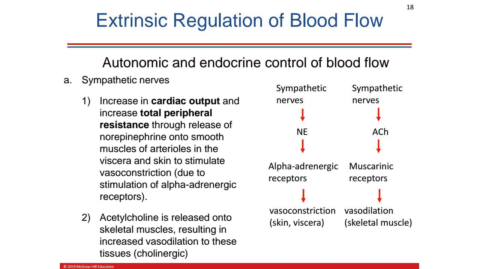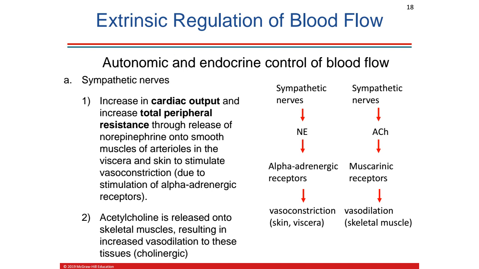Let's start with the autonomic and endocrine control of blood flow, starting off first with sympathetic nerves. As we know, the sympathetic nerves can increase cardiac output, and we've discussed that before, by increasing heart rate and stroke volume. Sympathetic nerves can also increase the total peripheral resistance. And this occurs through the release of norepinephrine onto smooth muscles of arterioles in the viscera. By viscera, I'm talking about the liver as well as the GI tract.